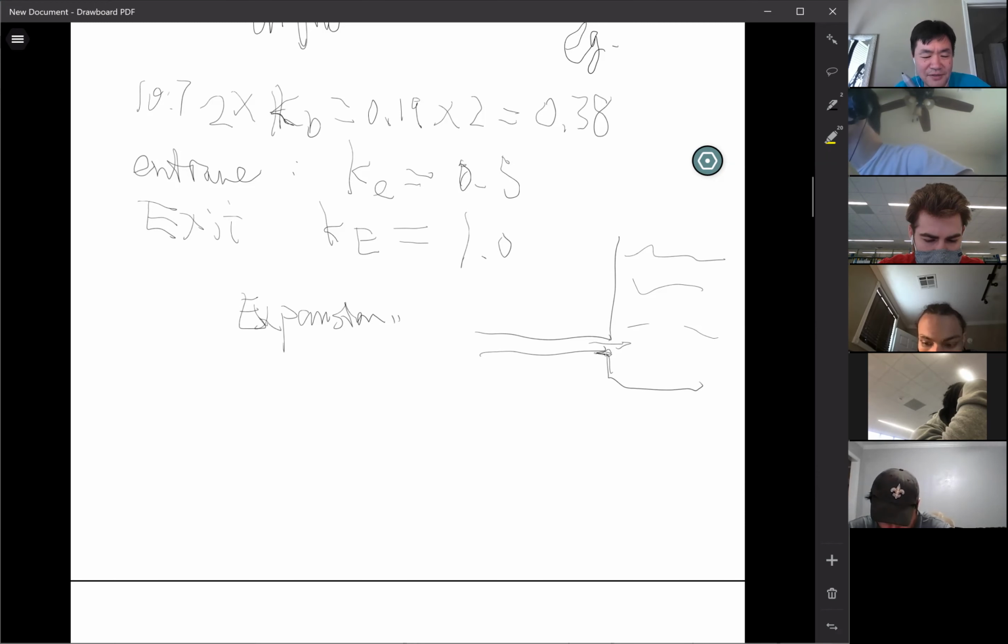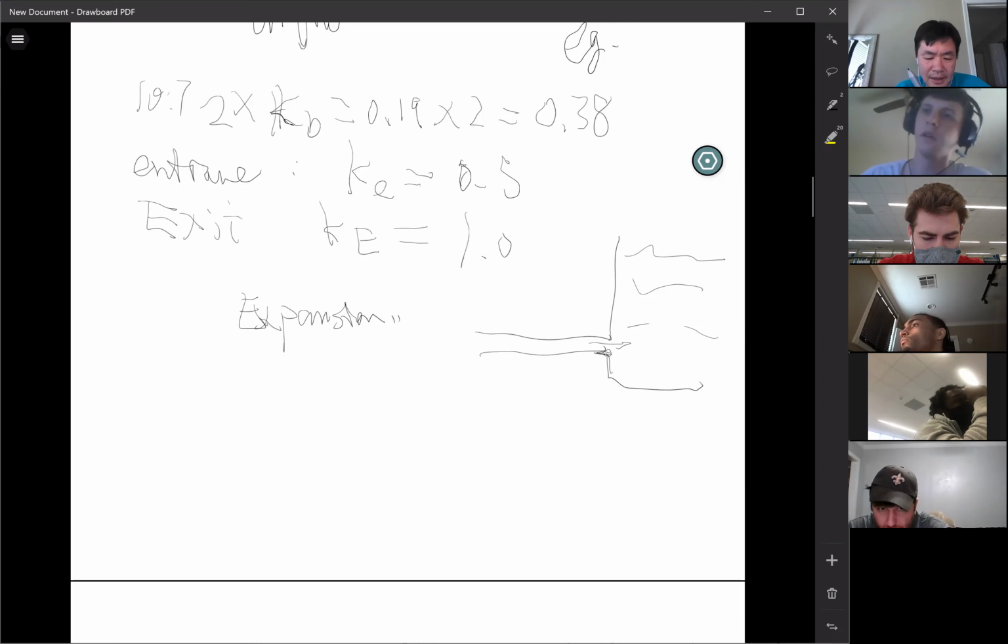Without vanes, it doesn't even give you the value. It's pretty bad. Without vanes, just like R over D equals what? Equal to 0 for the smooth bend, right? So with the vanes it will be 1.1 for the K, okay, for those situations. And the smooth bend, we already used it based on the R over D, okay?